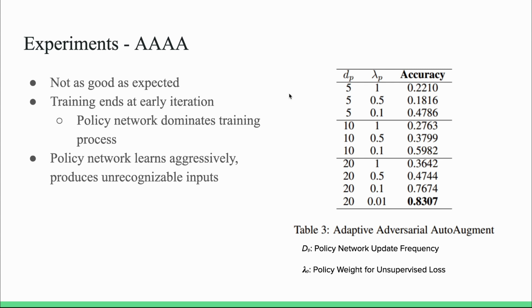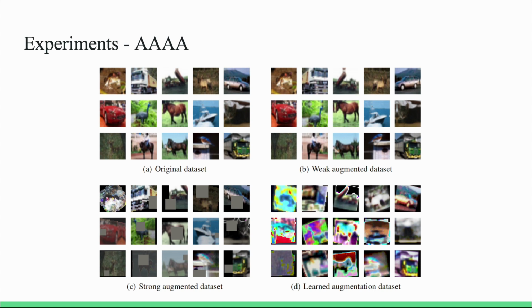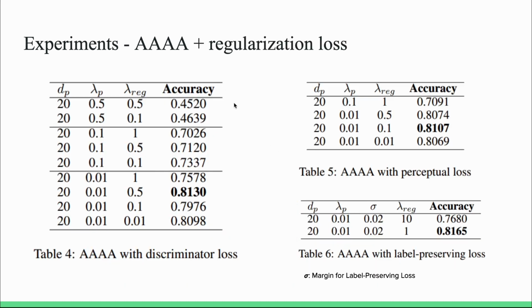In the table, lower D gives worse results because the network learns more aggressively with more frequent updates. Here, in the sample of our dataset, our AAAA is learned too well, so it's hard to recognize them with our human eye. This is our experiment for regularization loss. Unfortunately, all of the experiments give performance worse than our vanilla one.